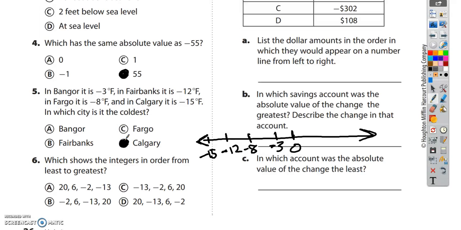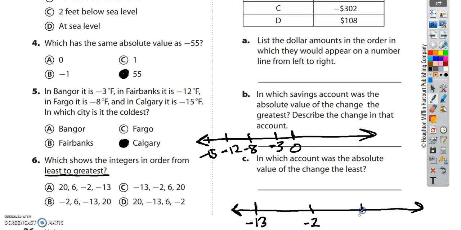Question 6. Which shows the integers in order from least to greatest? Least would be the lowest number. Some kids look at B and think that might be it because -2 is a small number. But if you think about it, actually -13 would be farther to the left. I'm going to go ahead and show you why the answer is C. I'm going to do it right down here. -13 would be farthest to the left, and then would come -2, and then would come +6, and then would come +20. And least to greatest is the numbers on the left are least, and the numbers on the right are greatest. So the answer is C.